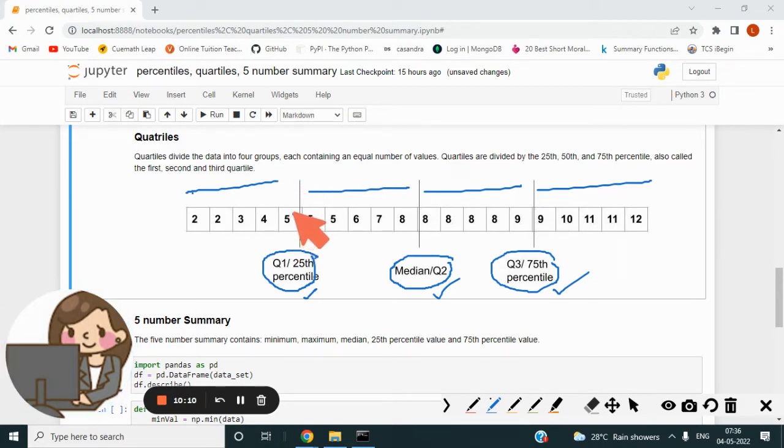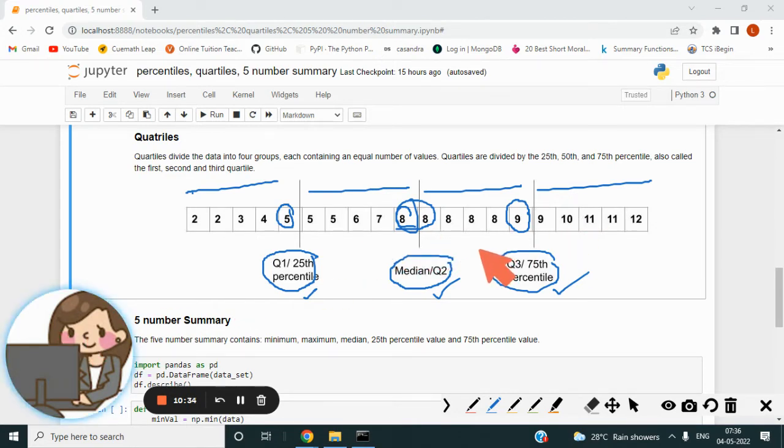And what is the 25th percentile? We already found it is 50, right? And what is at the 50th percentile? We found that it is somewhere between these values, so it is 8. And again, what is at the 75th percentile? Again, it is 9. We got it from the NumPy library, right? So this is how we divide the data set into quartiles.